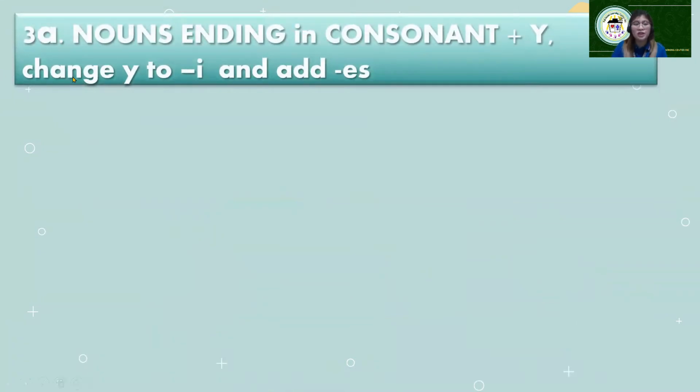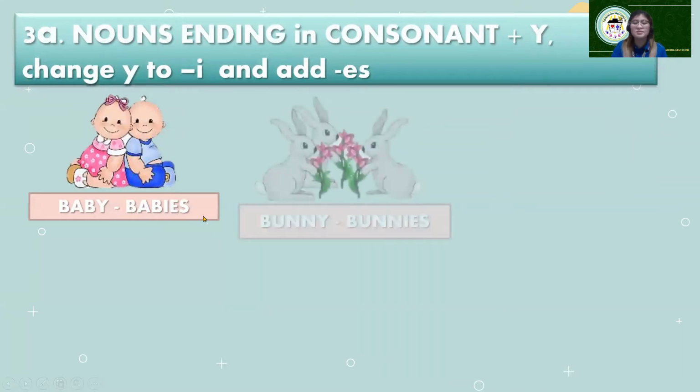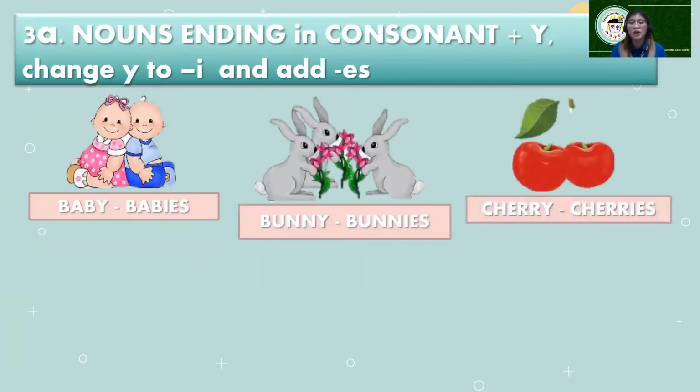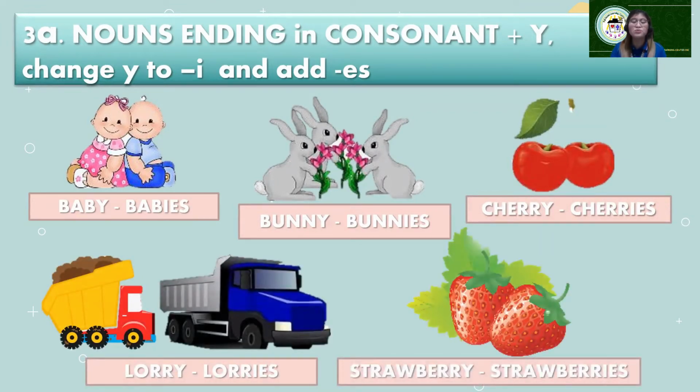On the contrary, you don't need to add S, but rather change Y to I and add ES if the nouns end with consonant plus Y. Again, rule number 3A is when the nouns end in consonant plus Y, change Y to I and add ES. Example is baby to babies. So since Y is preceded with a consonant B, all you need to do is to drop Y and add IES. Next, we have bunny to bunnies, cherry to cherries, lorry to lorries, and strawberry to strawberries.